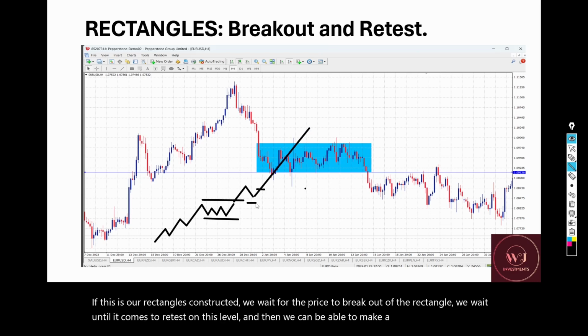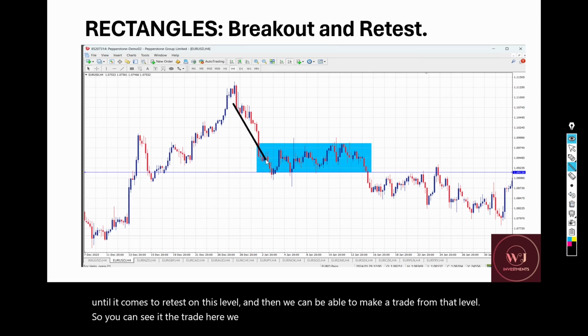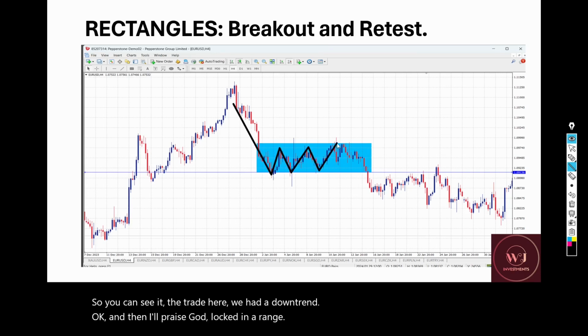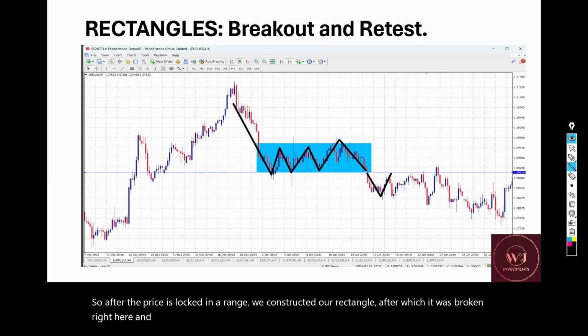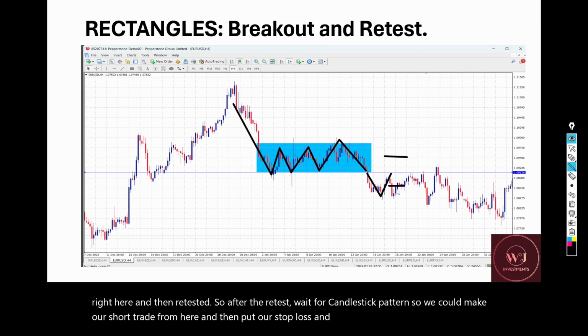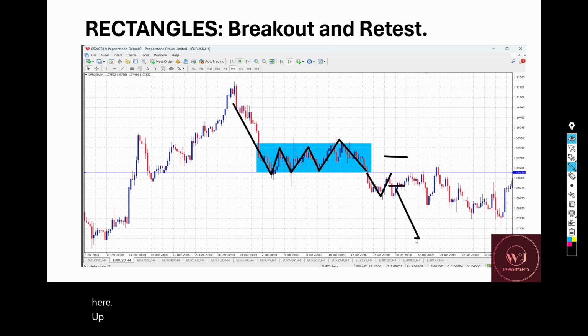So you can see that right here we had a downtrend, and then the price got locked in a range. So after the price is locked in a range, we constructed our rectangle, after which it was broken right here and then retested. So after the retest, wait for a candlestick pattern so we could make our short trade from here and then put our stop loss. And then our target would be coming from here up to here, minimum. So this was our minimum target.